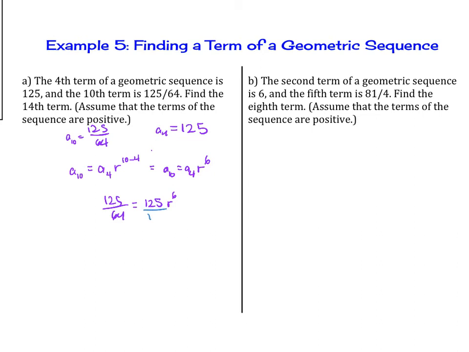Let's divide by 125, or multiply by 1 over 125 here. That cancels the 125. So we have 1 over 64 equals r to the 6th. Then we take the 6th root of both sides. And so we find that r equals 1/2.